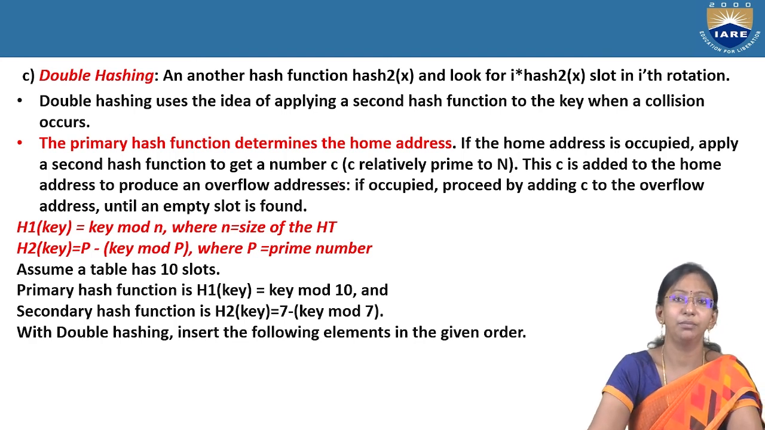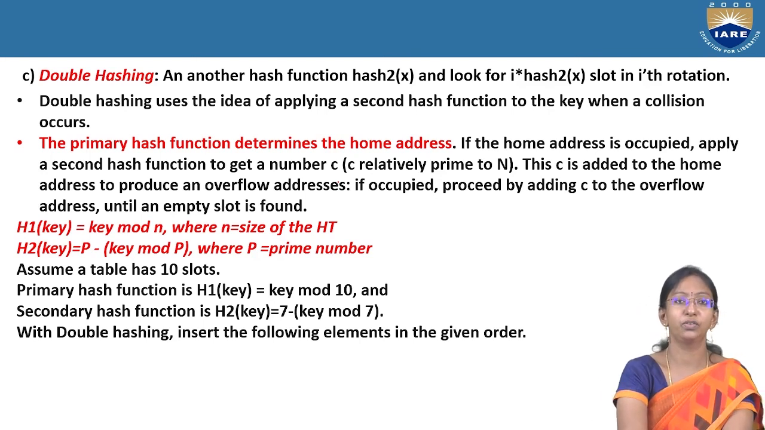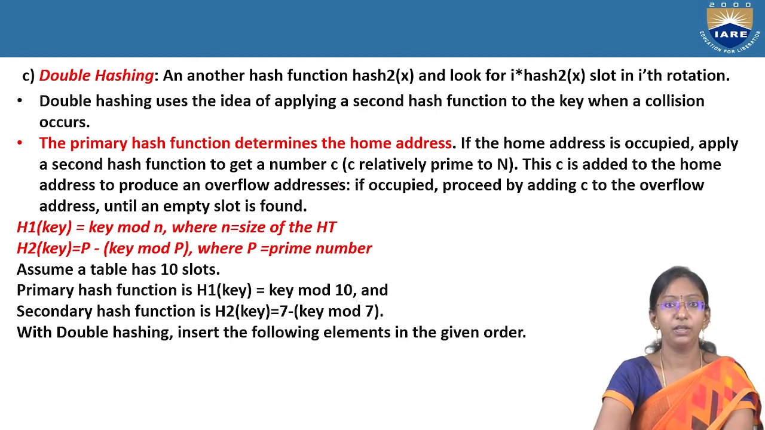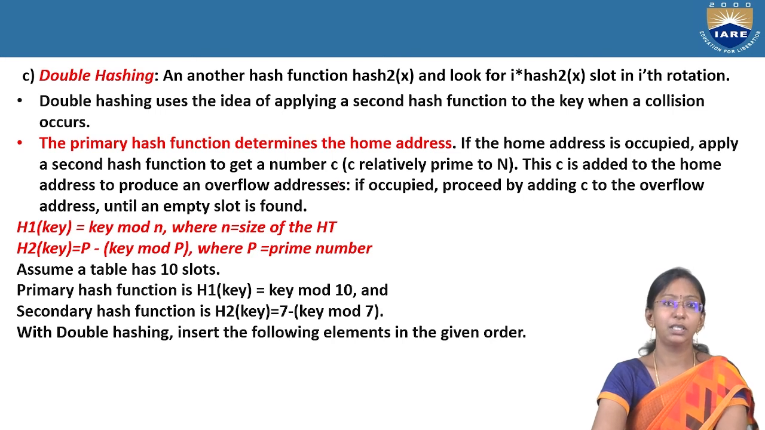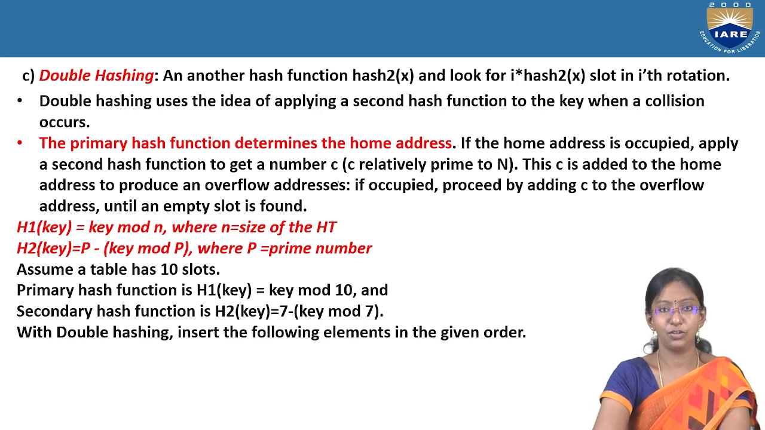Guys, you can have any number of functions. It is not that double hashing means only these two functions you have to take. H1 is the primary and H2 is the secondary. No, not at all. You can take any two functions as the two hash functions which you are going to use, and double hashing is the method you are going to adopt. Okay, so these are the three types of open addressing to overcome collisions when handling hashing.